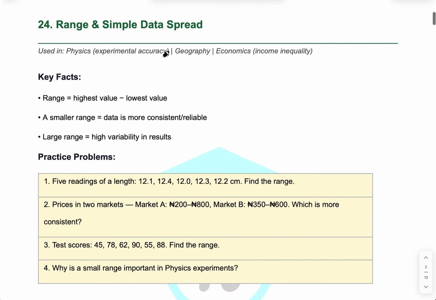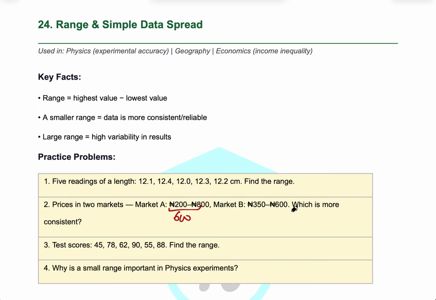The next topic says range and simple data spread. This one is also very, very important. All you have to do is to pick the largest number, the highest value, and subtract the lowest value from it. So look at all this market price. If you want to find the range of this market price, you are looking for which one is much more consistent. So if this is the range of value, this one is between 200 and 800, so that means that we have a range of 600.